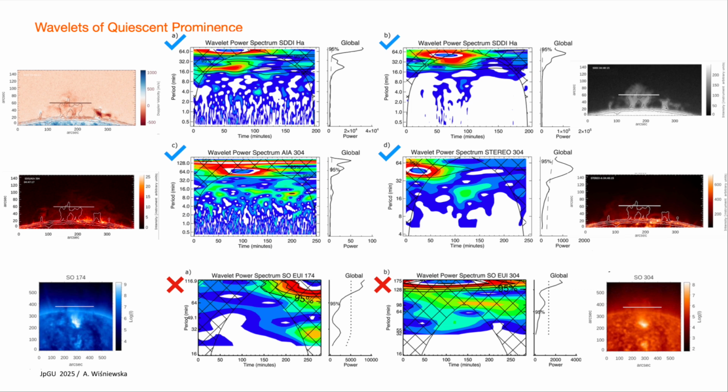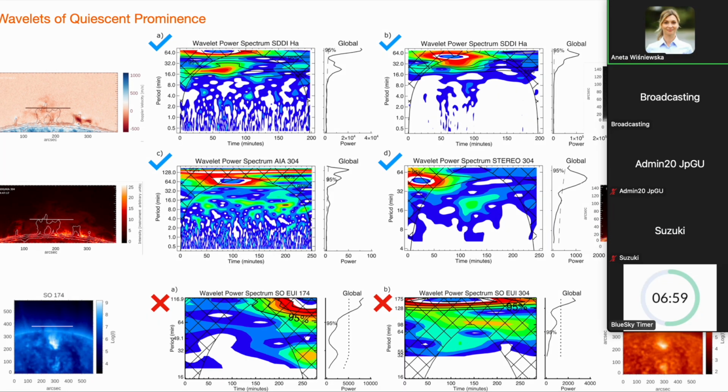However, when we checked the Solar Orbiter data, we saw that the results lie outside the cone of influence, meaning they could not be considered significant. So unfortunately, we had to eliminate the Solar Orbiter data sets.